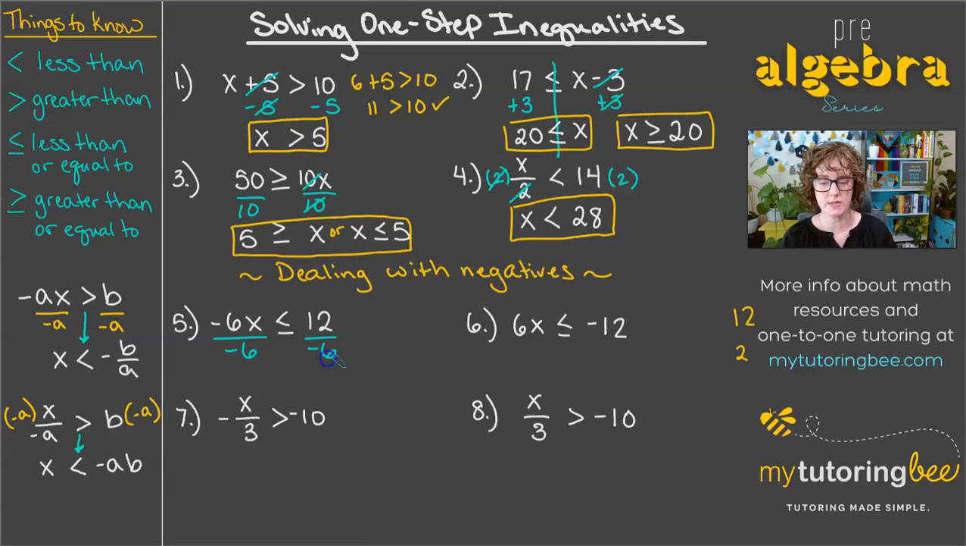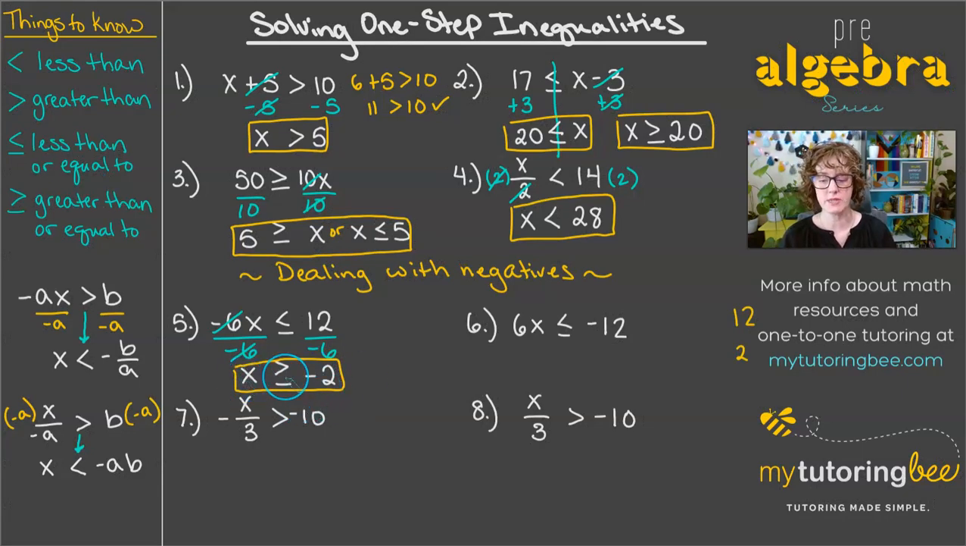We're going to divide both sides just like normal. That's going to cancel out here and here. And that's going to leave us with x on this side. 12 divided by negative 6 gives us negative 2. However, we are going to go ahead and flip that inequality. So now it is x is greater than or equal to negative 2. And we can check our work just like we did before. So let me go ahead and box my solution here.